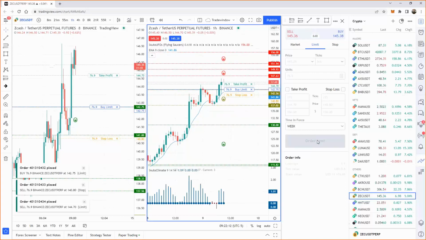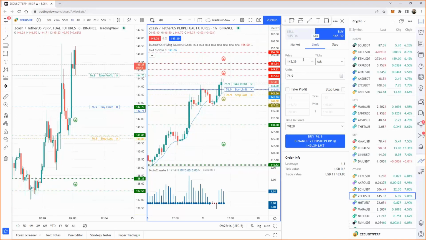Okay, that's our entry. Now for the final exit, we're going to be doing the same thing that we did before, which is 142.75 is the entry. Stop loss remains the same. Final target will be 147.63. All right, and we're going to go ahead and click buy on that as well.